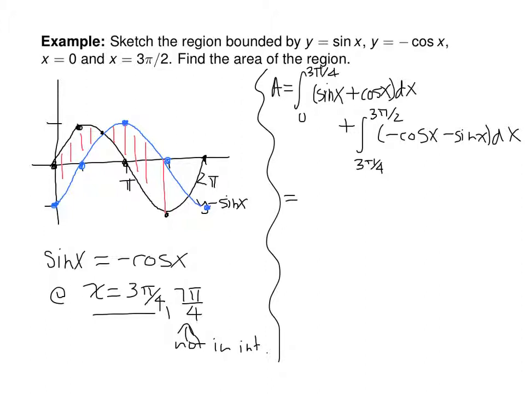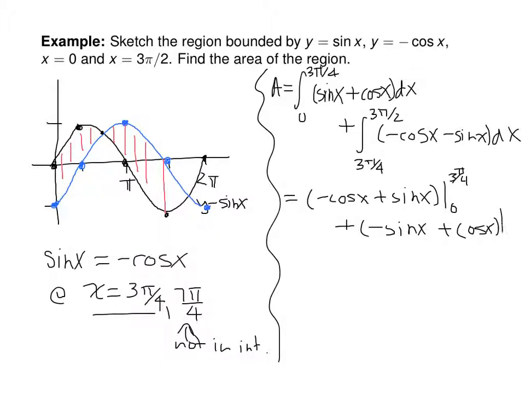Alright, now the antiderivative of sine is negative cosine x plus sine x, evaluated from 0 to 3 pi quarters. That's the first one. Plus the antiderivative of negative cosine, which would be negative sine, and then plus cosine x, evaluated from 3 pi quarters to 3 pi over 2.